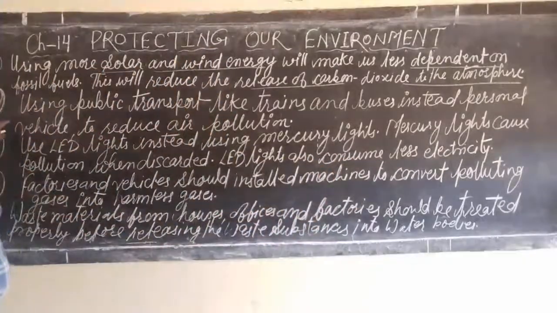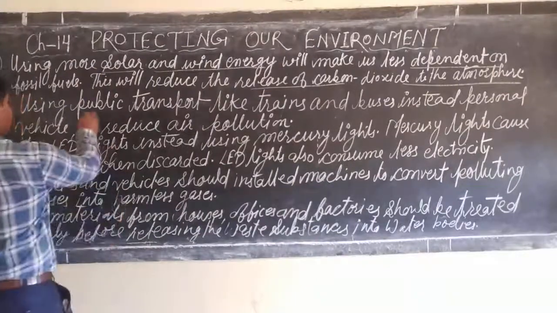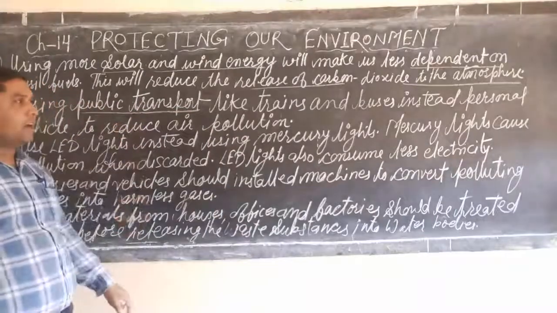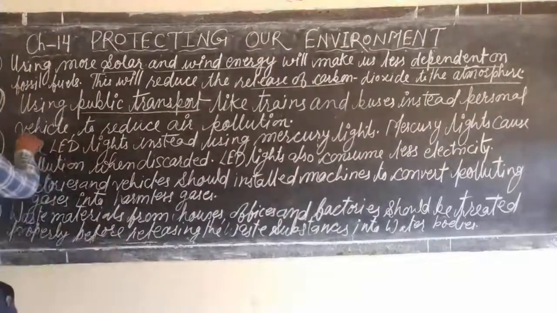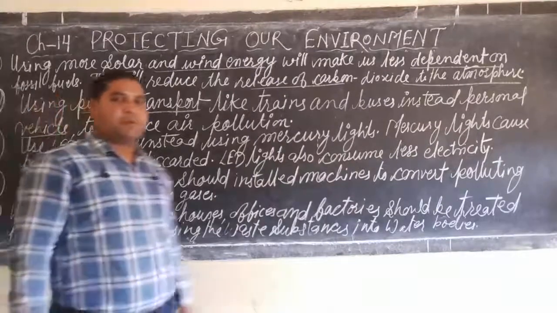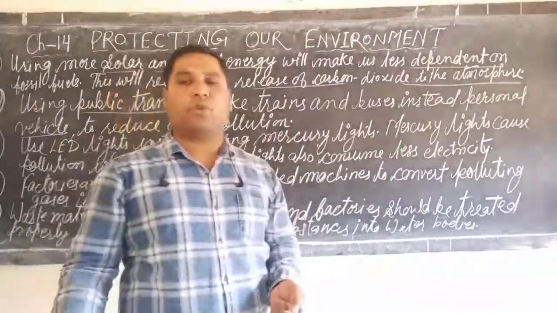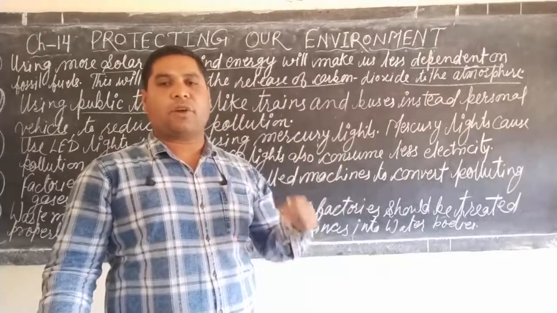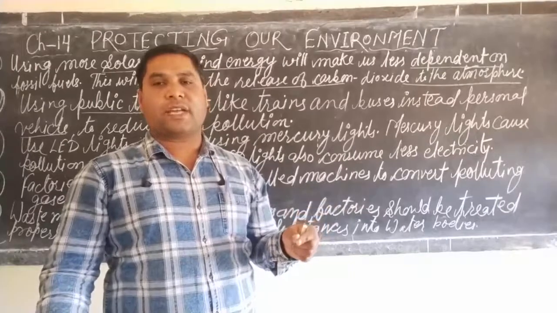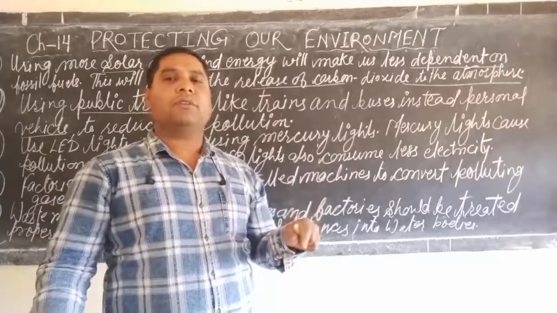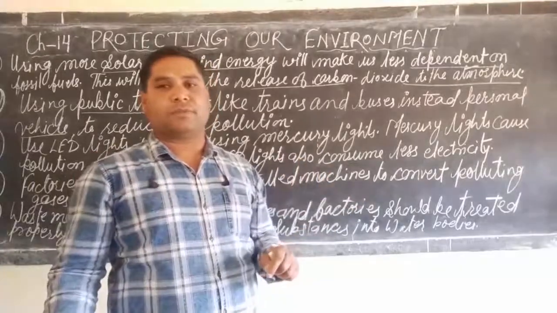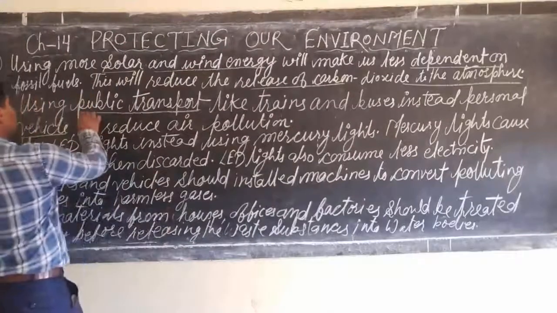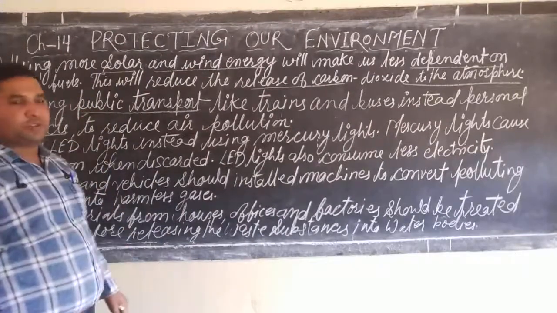Next point, using public transport. We should use maximum public transport in spite of using personal vehicles. If you all use personal vehicles, there will be maximum consumption of fuels and a lot of pollutant gases will be released, which can cause air pollution or different types of pollution. So in spite of using personal vehicles, we should use public transport to reduce pollution.